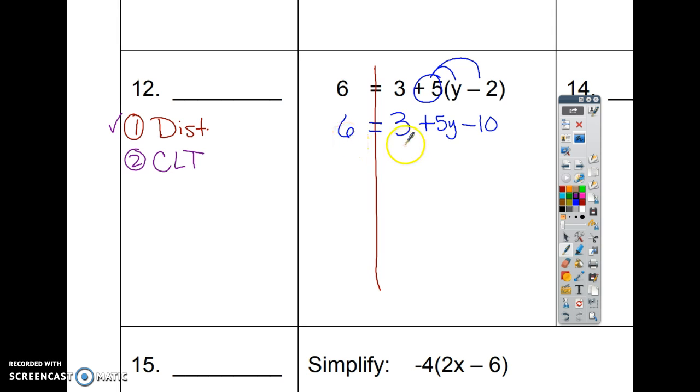On the right side, the 3 doesn't have a y, the 5 has a y, the negative 10 doesn't have a y. So the numbers that don't have a y need to be combined together, and you follow the sign in front of the numbers. So 3 minus 10 in the calculator gives you a negative 7. Everything else you just bring it down. So plus 5y comes down, equals, and the 6 comes down.